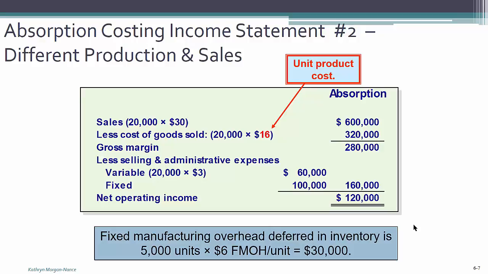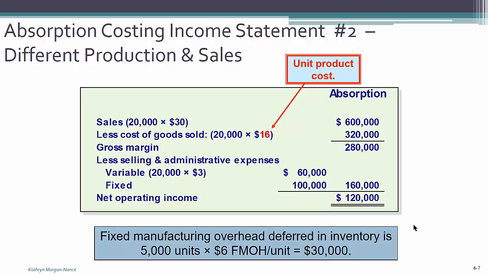At a sales price of $30 per unit, sales revenue for the 20,000 units sold is $600,000. And at a unit product cost of $16, cost of goods sold for the 20,000 units is $320,000. Subtracting cost of goods sold from sales, we find the gross margin of $280,000. And after subtracting selling and administrative expenses from gross margin, we see that net operating income is $120,000.